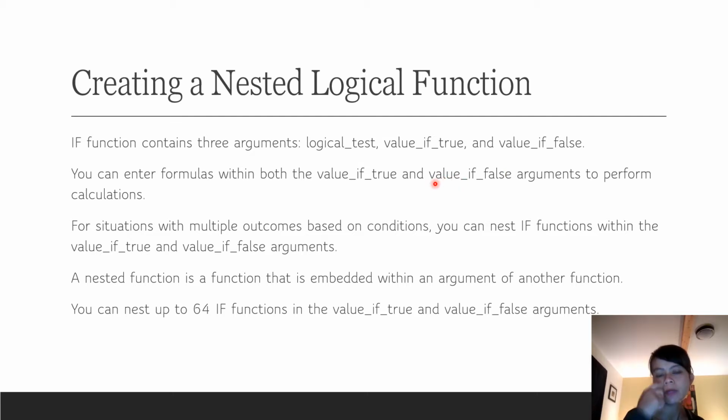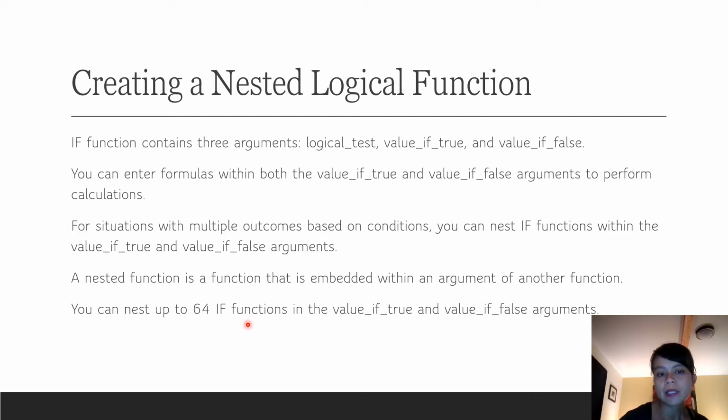So for situations with multiple outcomes based on conditions, you can nest IF functions within the value if true and value if false function arguments. For example, if you have the first IF function here, the logical test, if something, and then in the value if true, you can nest another IF function in there, okay? And same as the value if false. So a nested function is one that is embedded within an argument of another function. Okay, that's what a nested function is. It's a function that is inside of an argument of another function.